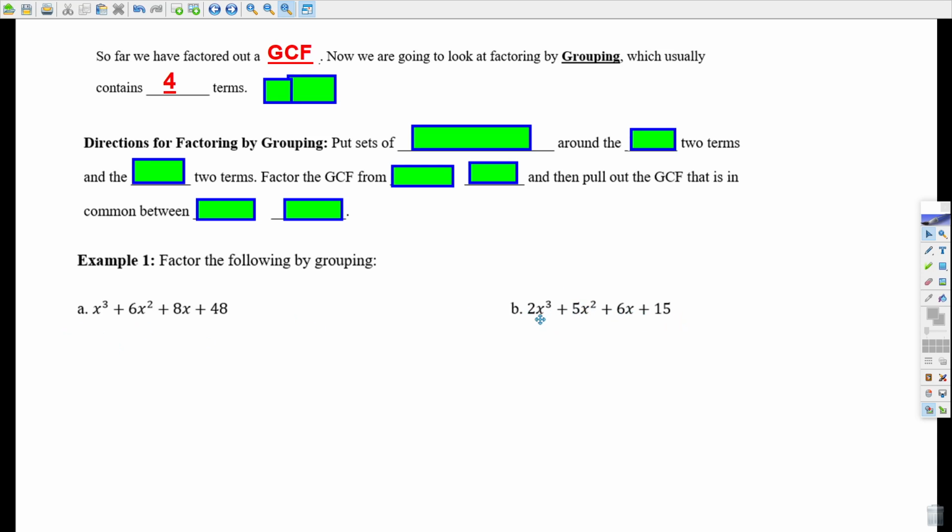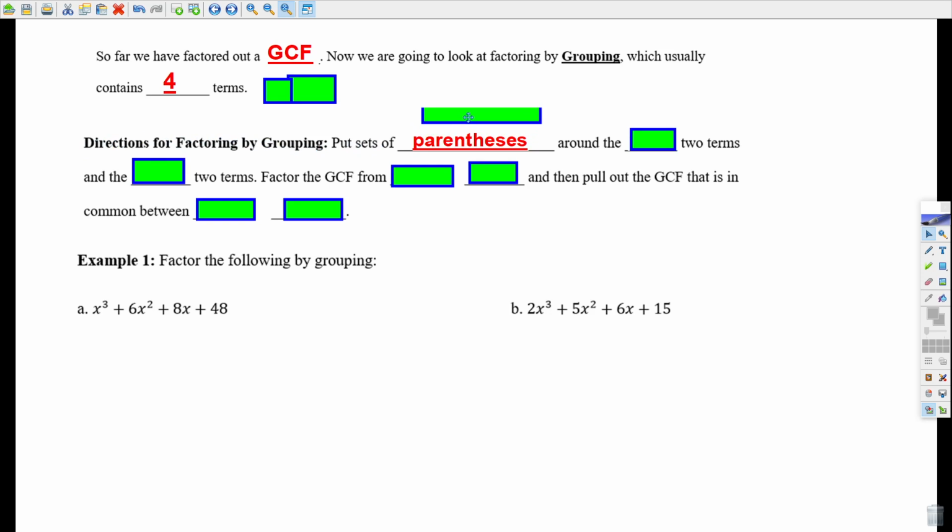And if you look at this one over here, this would be one of the cases where if you were to look at it right now, you wouldn't know what to do with it because you could try GCF, but the problem is if you look at the numbers, 2, 5, 6, 15, nothing goes into all 4 of those numbers. Then you could try a variable. Does anything go into all these variables? Well, no, there's not a variable in the end one here. So you couldn't even factor out a variable. So what do we do? We're going to try something called grouping. So I'm going to try it with this first problem as we read through the directions on how to do it. So directions for factoring by grouping.